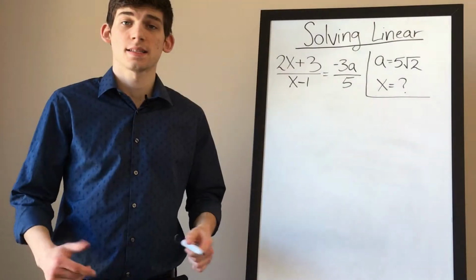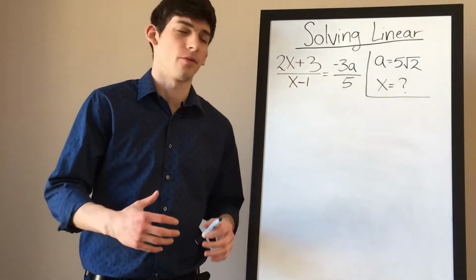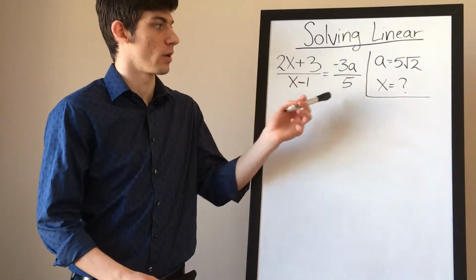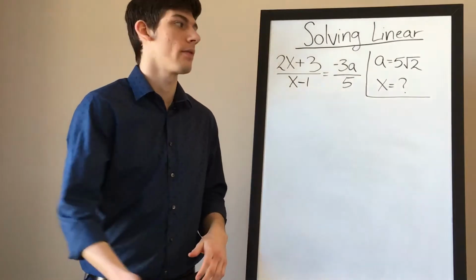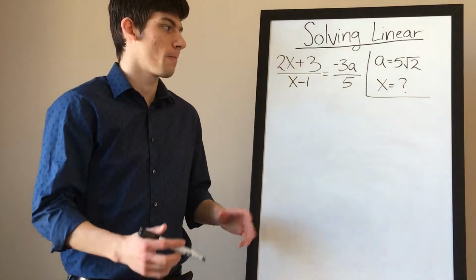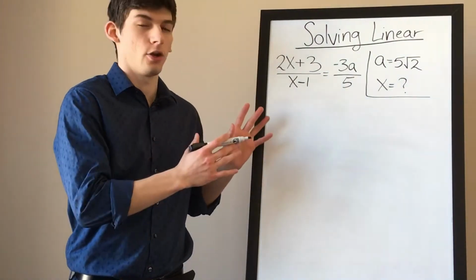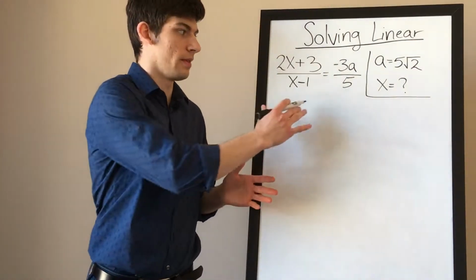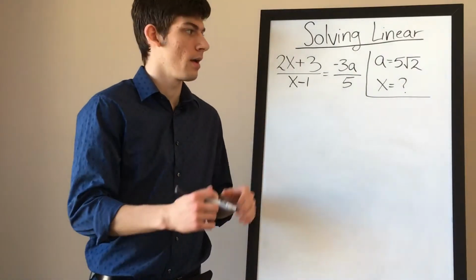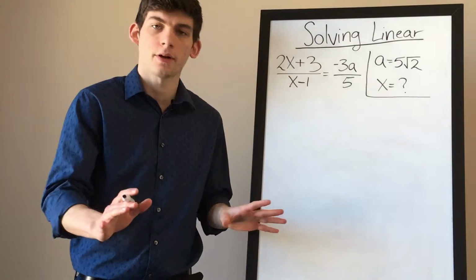All right, so for this last example, we're going to combine the elements we've learned so far. We're told that (2x + 3)/(x - 1) = -3a/5, and we're told that a is equal to 5√2. I hope that by looking at it, you can already see the similarity between this problem and the last two we've done. This one's just more complicated because it combines both. But again, procedurally, nothing complicated.